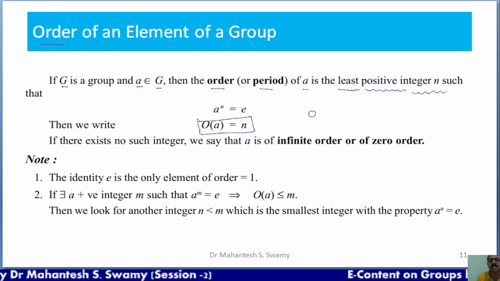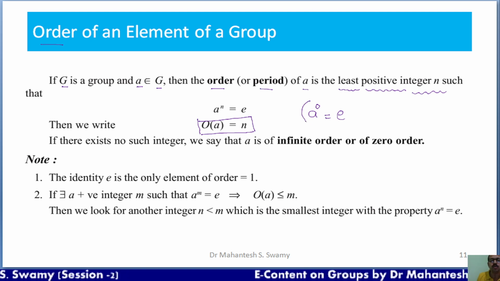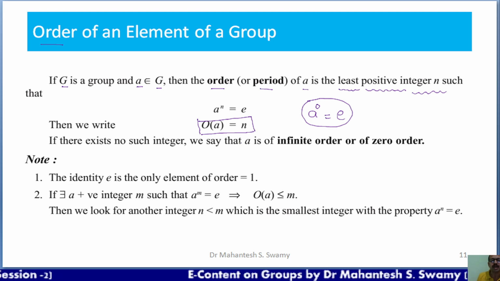We have already seen that a^0 is equal to e for every element. But now we are searching for a positive integer. It must be greater than 0. So a^0 we move aside, searching for a number greater than 0, of the form n, that must be the least positive integer. If that type of number exists, then we say that the order of a is n. Otherwise, we say that a is an element of infinite order or of 0 order.